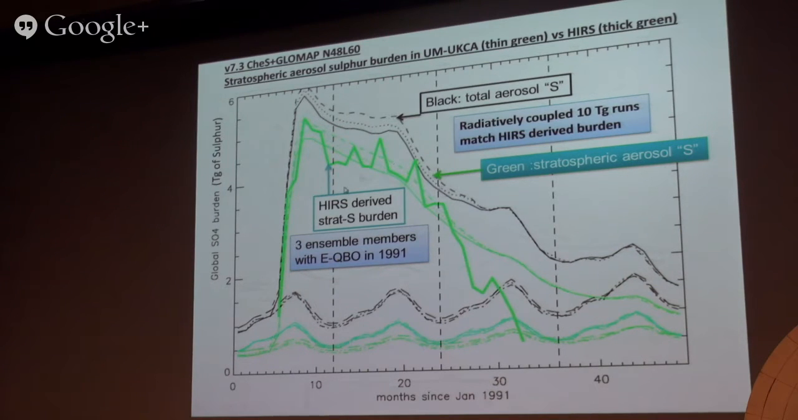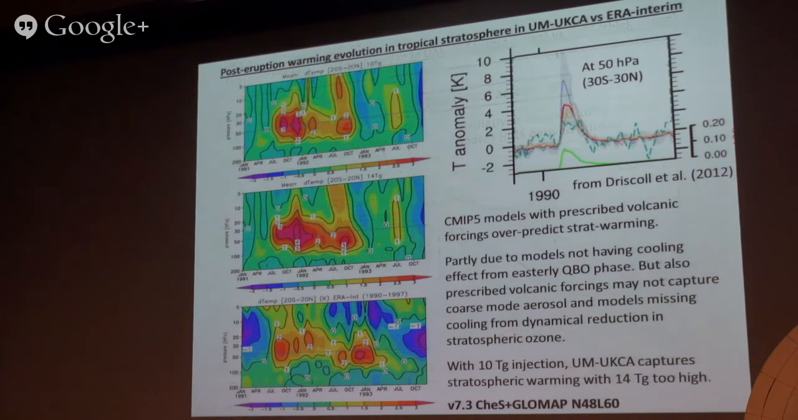We see then that the 10 teragram run matches even more closely the evolution of the total burden from the satellite measurements. If we look at the aerosol radiative heating here again for the 10 and 14 teragram coupled runs against the anomaly from ERA-Interim through the period, we're again matching 2 to 3 Kelvin heating in the tropics, which is in quite good agreement with the measurements. Again, the 14 teragram run is giving too much radiative heating. And this has been a difficult thing for the models to capture with prescribed forcings.